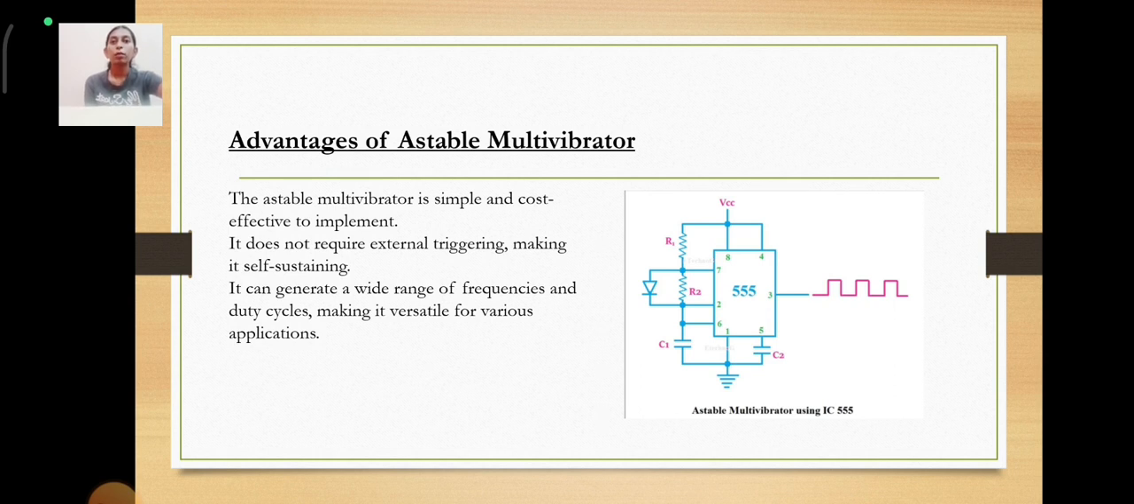Advantages of astable multivibrator. The astable multivibrator is simple and cost effective to implement. It does not require external triggering, making it self-sustaining. It can generate a whole range of frequencies and duty cycles, making it versatile for various applications.